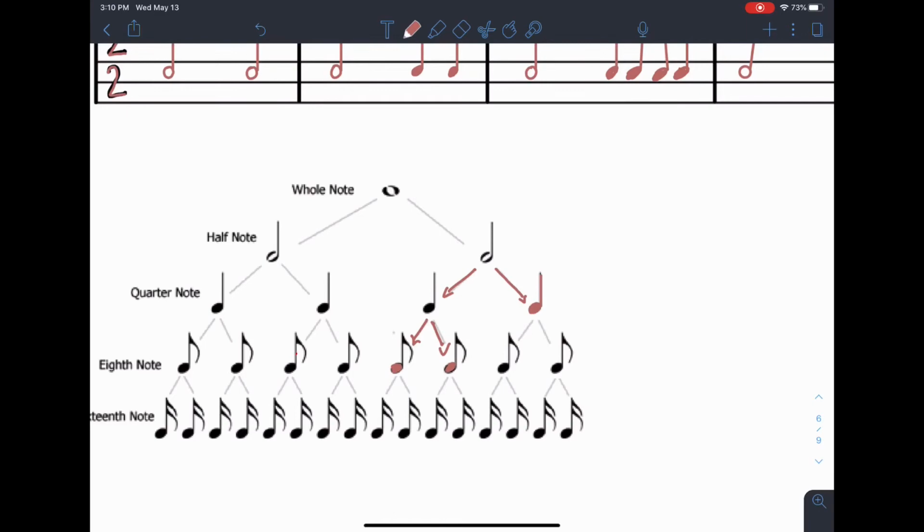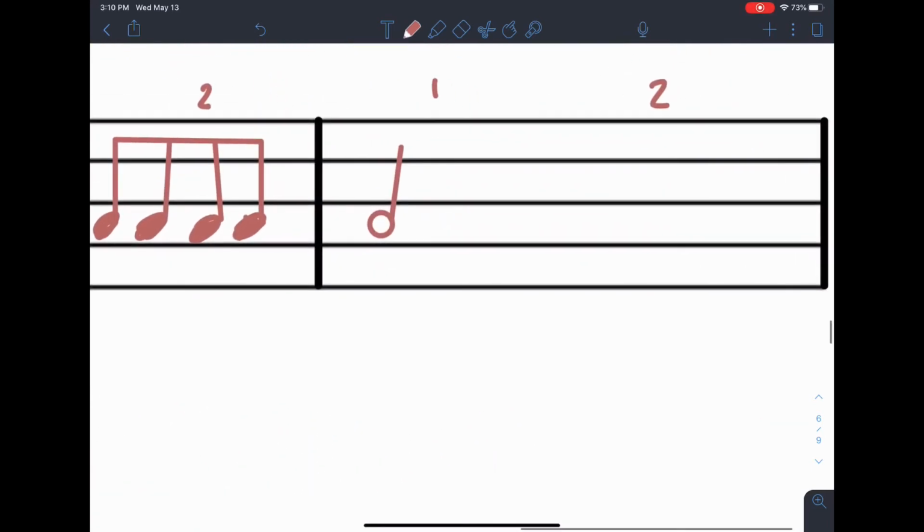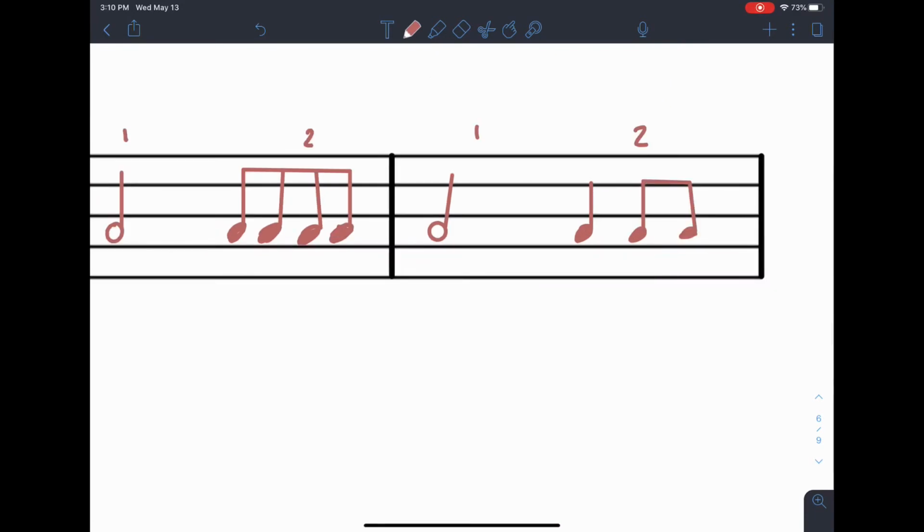This is why we have to be very comfortable with this diagram, because things get more complicated and we have to be able to keep up. So we can add 1 quarter note and 2 eighth notes, and it's going to look just like this. This bar all adds up, and we can do the math again.